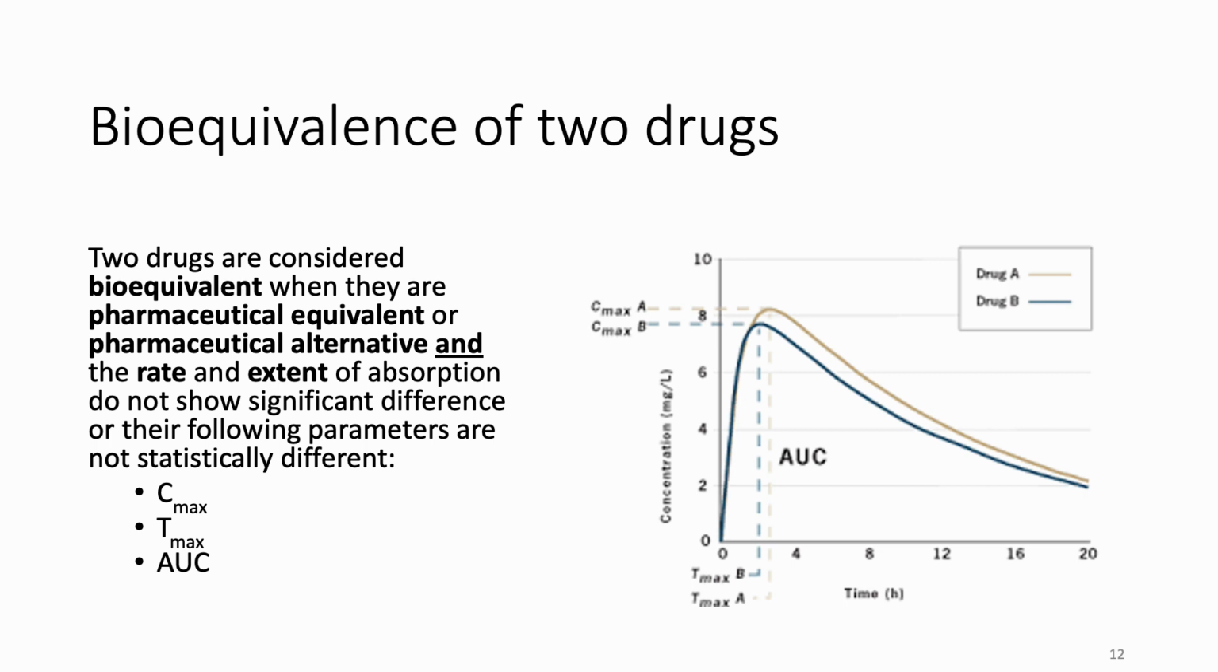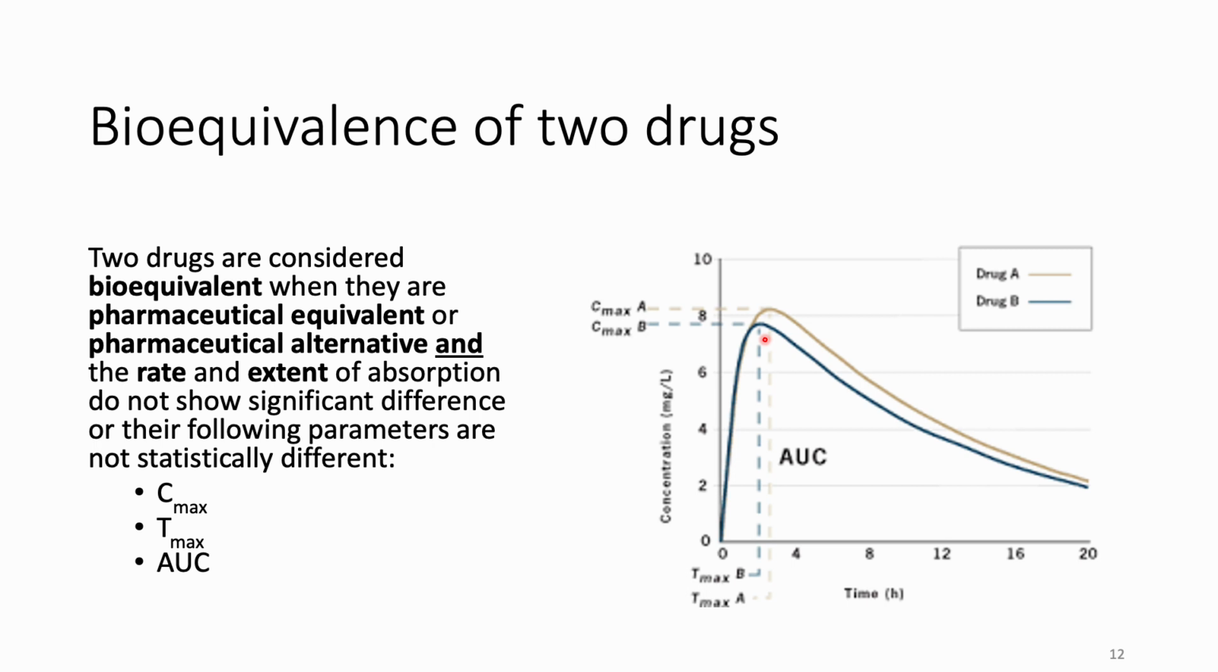What is the bioequivalence of two drugs and how can you compare? Look at the figure on the right. This is the pharmacokinetic profile of two drugs, drug A and drug B. You see drug A in the yellow-brown color and drug B in the blue color. You obtain the PK profiles and you obtain the AUC of the two drugs. Besides, you can obtain other parameters like Cmax, the maximum concentration of the drug, or Tmax, the time to reach the maximum concentration.